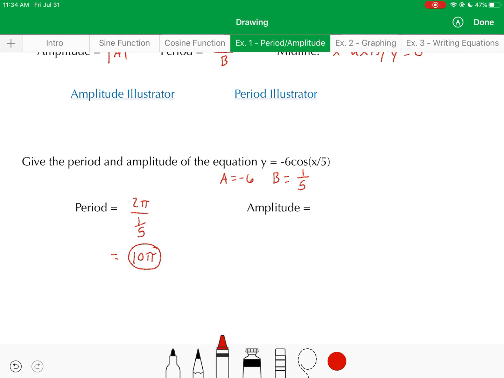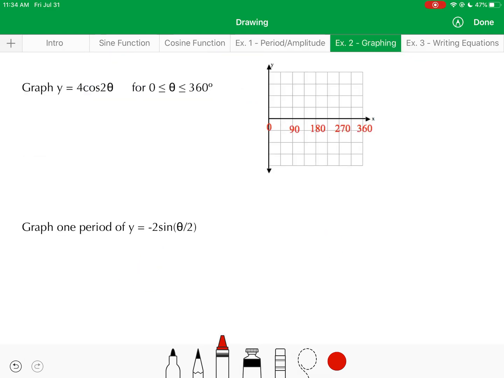Okay, you have a major horizontal stretch taking place there. And then your amplitude is the absolute value of A, which is 6 units in this case. Okay. All right, now let's actually get into some graphing ourselves.